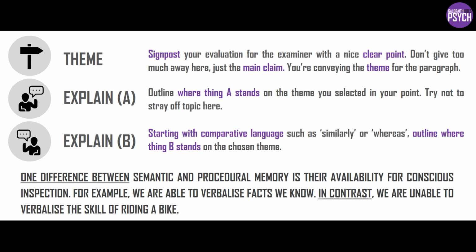I now need to explain where semantic stands on this. So, for example, we are able to verbalise facts we know. That's your semantic. I need some comparative language, so there, in contrast. And I now need to explain thing B, so explain where procedural memory stands on this. So in contrast, we are unable to verbalise the skill of riding a bike, and I've picked an example of a procedural memory to help me explain the point. So nice and straightforward, it's only going to be worth a couple of marks at that sort of level.